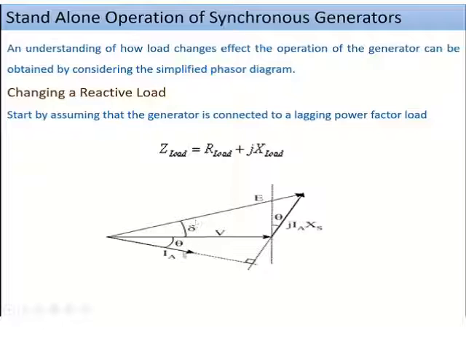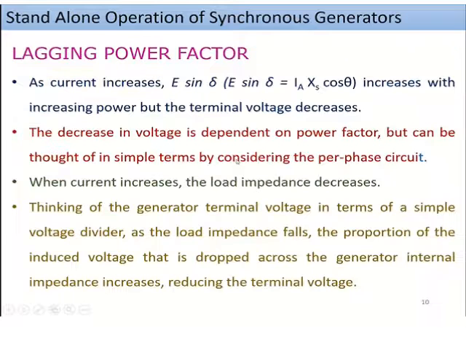I is your load current. As the amount of load changes, Ia changes. As the power factor changes, this theta also changes. And Xs is the synchronous impedance. So Z load is equal to R load plus jX load.